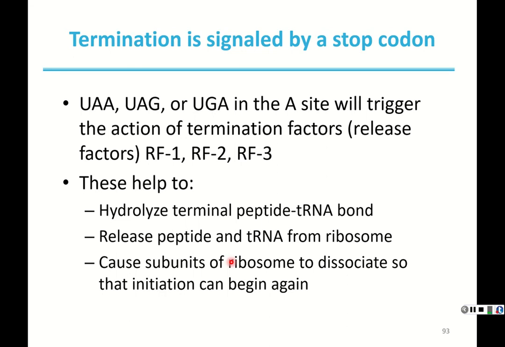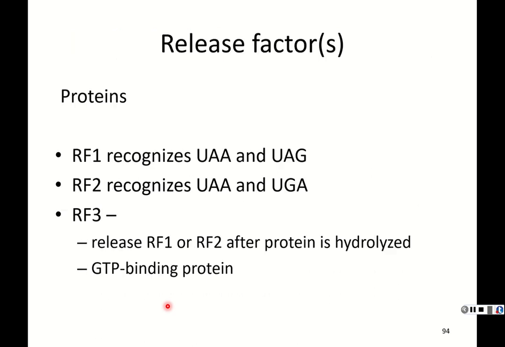Okay, termination is not sort of random, right? It's signaled by a specific codon. And the 3 stop codons are shown here. Okay, when those are found in the A site, it's going to trigger the action of these termination factors, or release factors 1, 2, and 3. And these help to hydrolyze that peptide tRNA bond that's now in the P site, release the peptide and the tRNA from the ribosome, and then cause the subunits of the ribosome to dissociate, so that they can go and be recycled and initiation can start again.